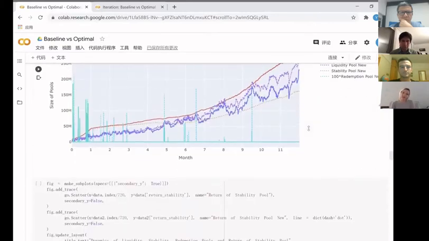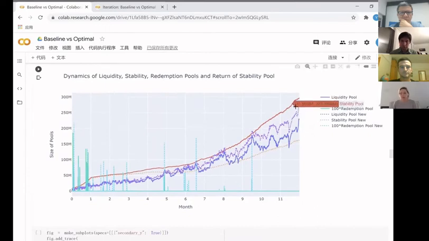Let's say the liquidity pool. This one shows the stability pool in the baseline approach. This blue solid line represents the liquidity pool in the baseline approach. And then the dashed lines. The purple one shows the liquidity pool. You see it's slightly higher than this one, and the stability pool in the alternative approach is much lower. This is because the return is lower in the alternative approach. I will explain why it's lower in the alternative approach.